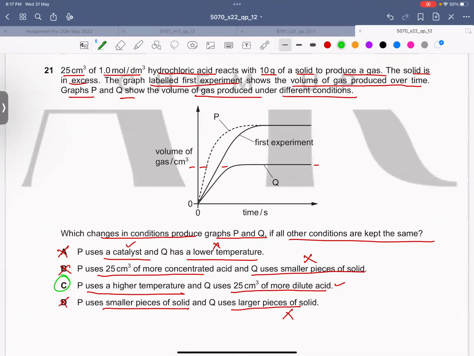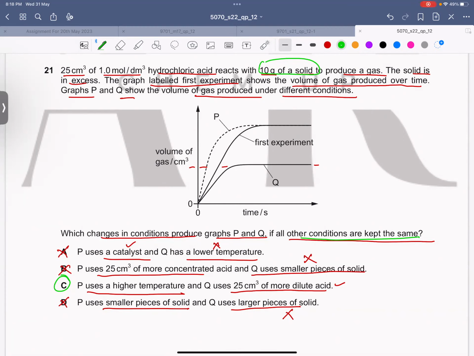In option C, we are adding 25 cm³ of more dilute acid to 10 grams of solid. They have told you that the other conditions are the same, so it means we are using the same volume, right? Yes. If we have a dilute acid and the same volume, there would be fewer moles of acid, right? Yes, sir.